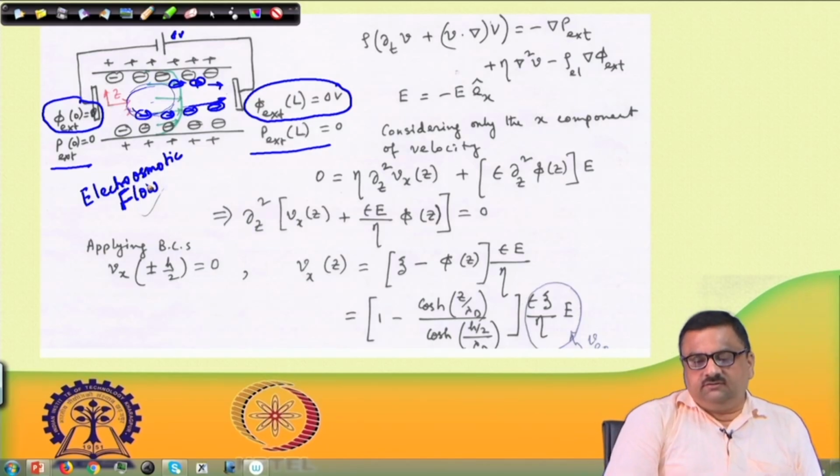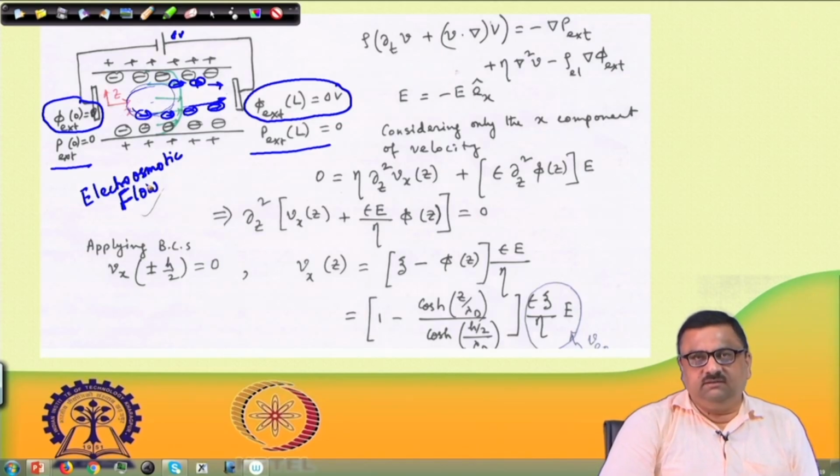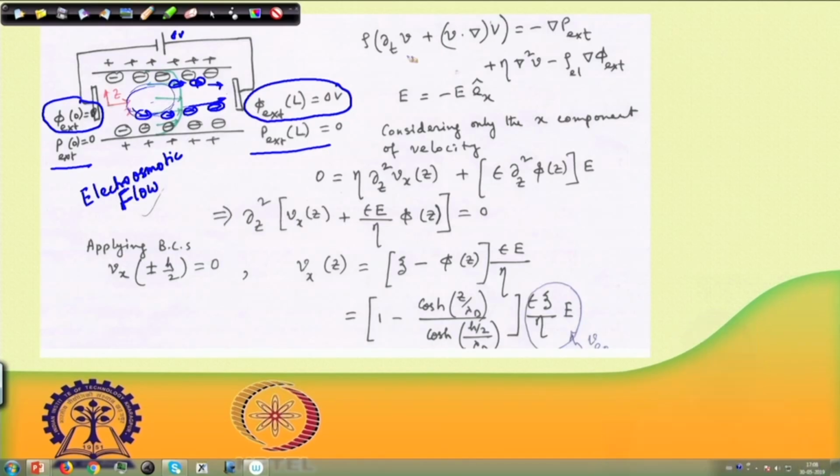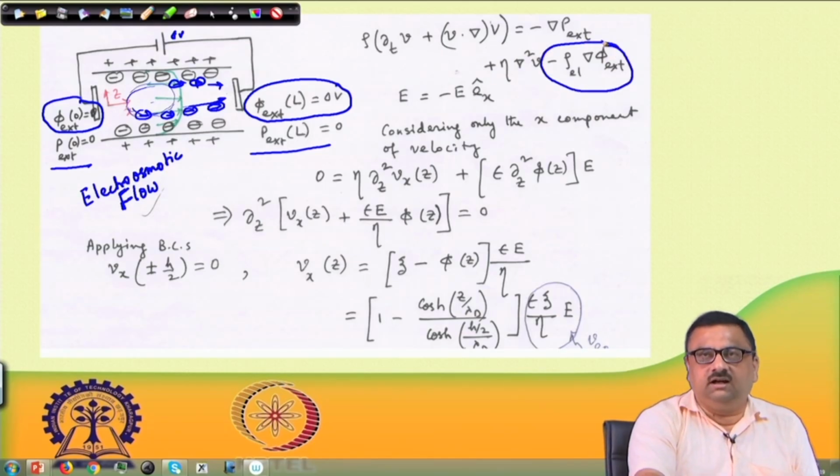So, one needs to solve the Navier-Stokes equation to find out what the velocity profile would be. This is the transient term, this is the convective acceleration, this is the grad of P external, which is 0 anyway in this problem. Then you have the viscous terms here, and there is one additional term which was not considered earlier: minus rho El grad of phi external, and this is the Coulombic term.